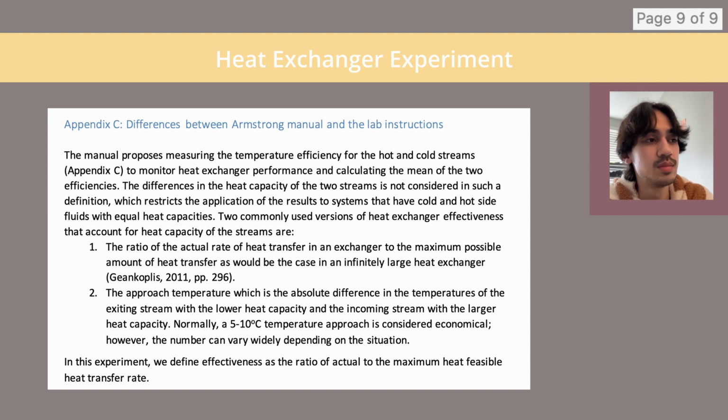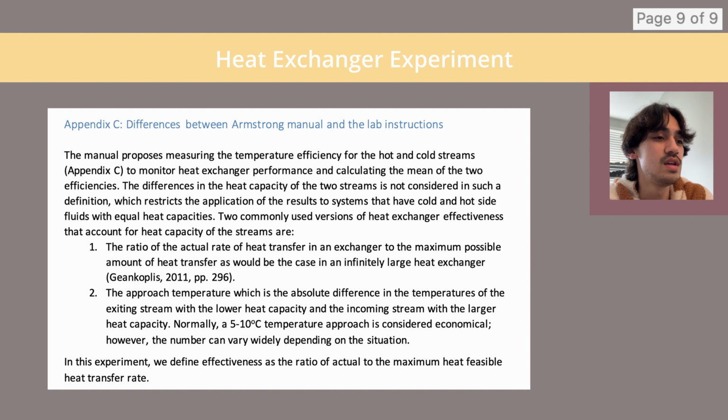Appendix C. Differences between the Armstrong manual and the lab instructions. The manual proposes measuring the temperature efficiency for the hot and cold streams, to monitor heat exchanger performance, and calculating the mean of the two efficiencies. The difference in the heat capacity of the two streams is not considered in such a definition, which restricts the application of the results to systems that have cold and hot side fluids with equal heat capacities.